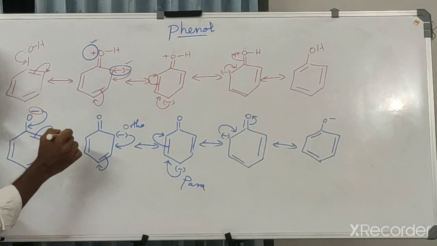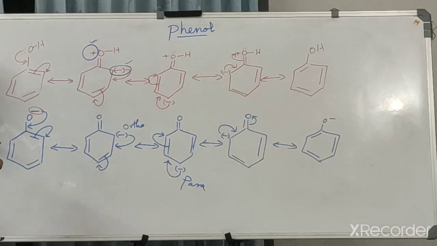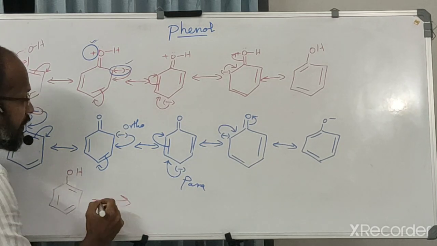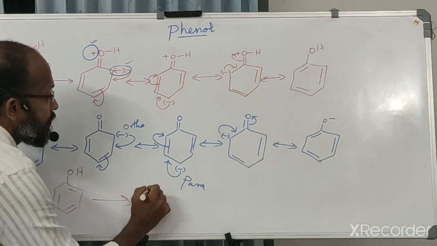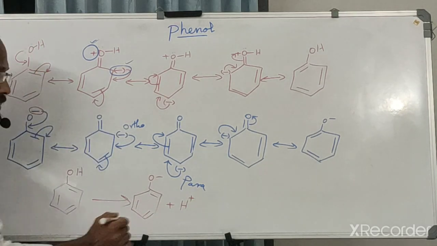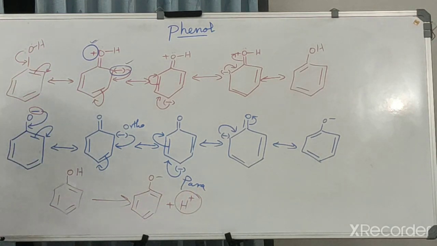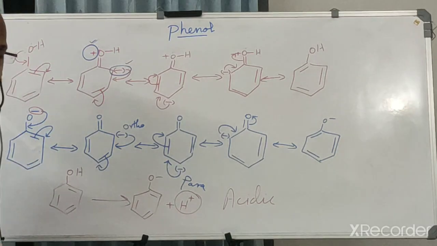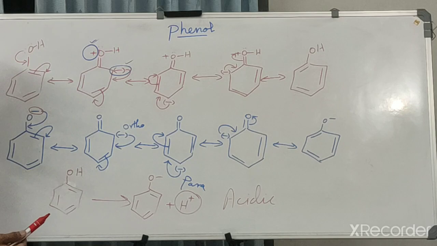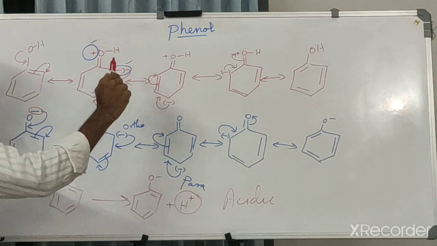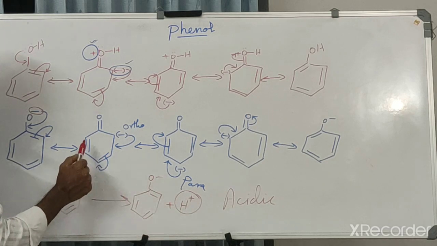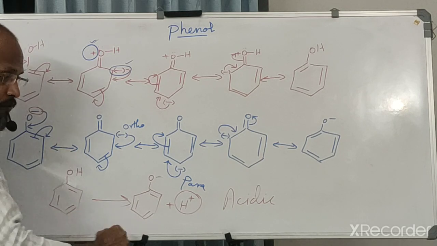Then the stability of phenoxide ion compared to phenol means phenol always has a tendency to appear as phenoxide plus H plus. Otherwise, we can say that H plus is easily available from phenol structures. Another term for this is acidic. Phenol is acidic. So if we want to explain the acidity of phenol, we should write the resonating structures of phenol and phenoxide ion, and from the stability comparison we can say that phenoxide is stable. That means phenoxide formation means removal of H plus from phenol.